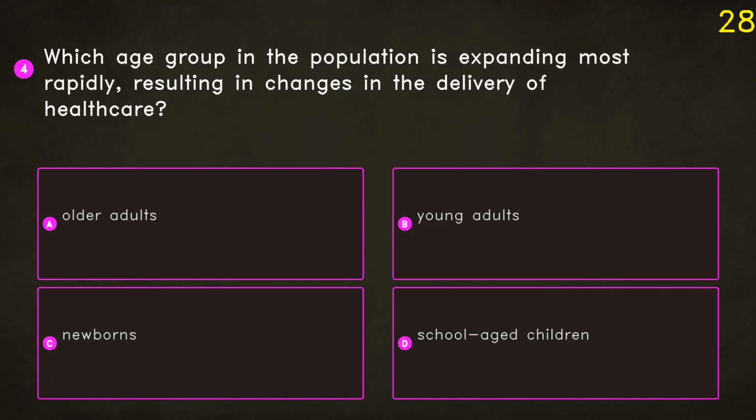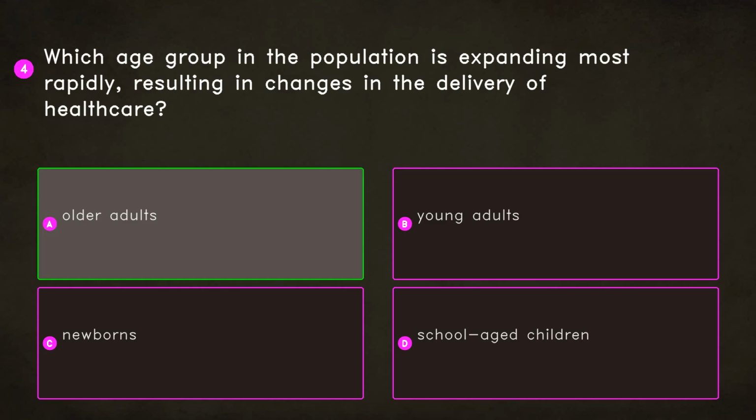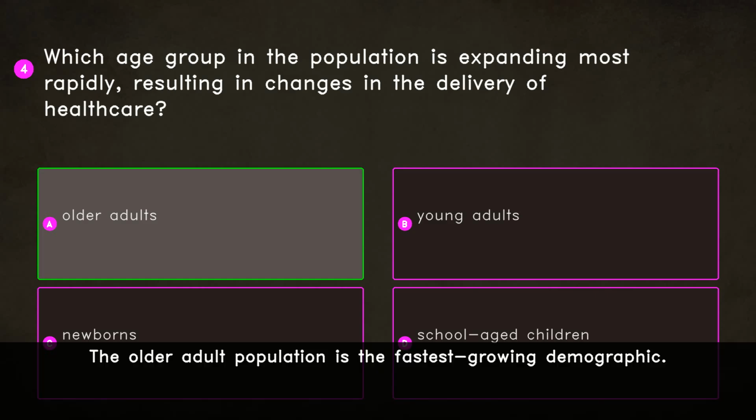Question 4. Which age group in the population is expanding most rapidly, resulting in changes in the delivery of healthcare? A. Older adults. B. Young adults. C. Newborns. D. School-aged children. The correct answer is older adults. The older adult population is the fastest growing demographic.